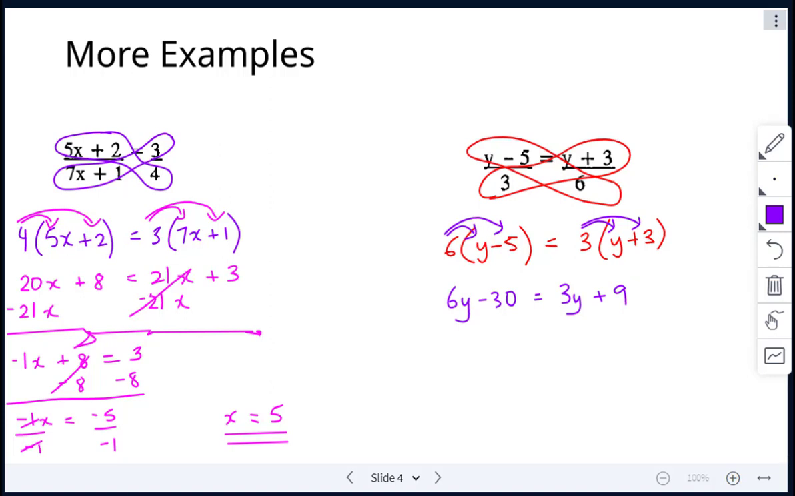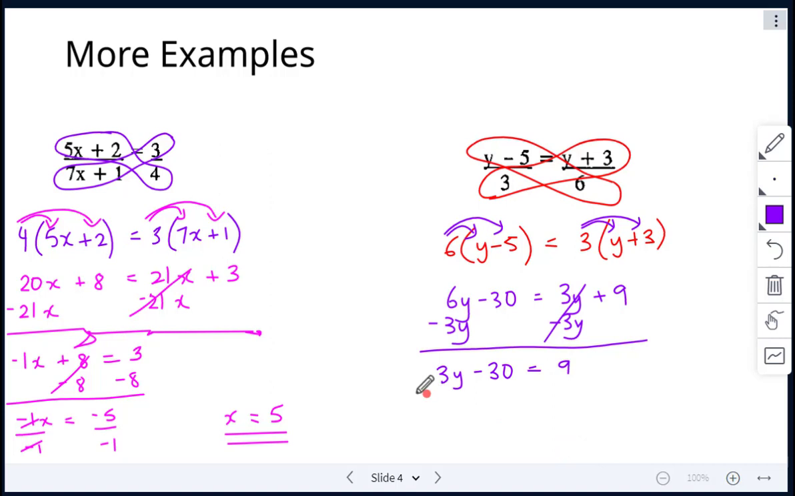All right, so our next step then, we'll take this 3y and we'll move it over to the left side. So we're going to subtract 3y and subtract it from the 6y. 3y minus 3y here, that's gone. So on the left side now, we have 6y minus 3y, which is 3y. And then we have the minus 30 is equal to 9.